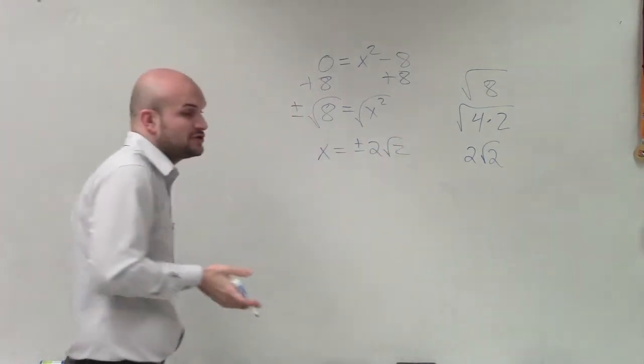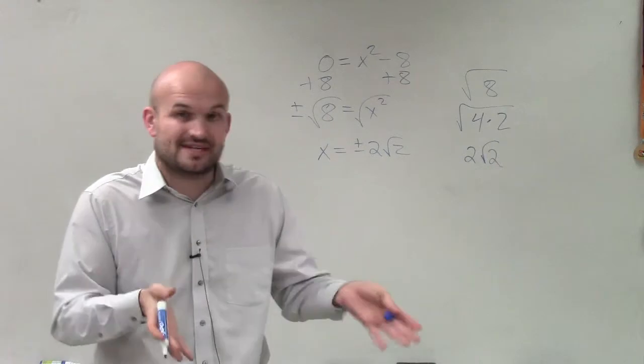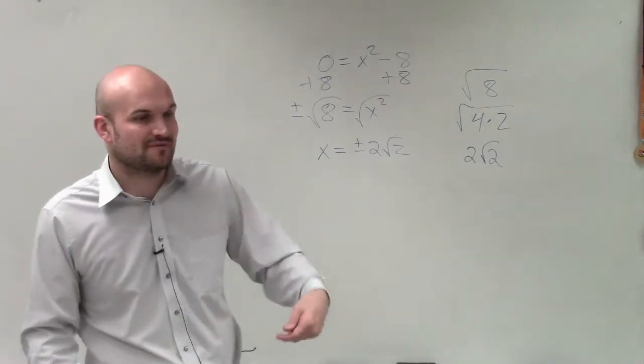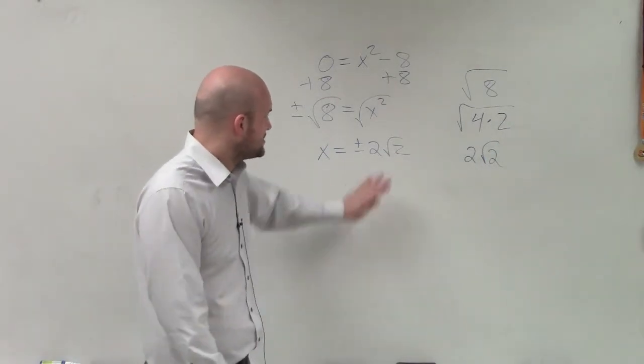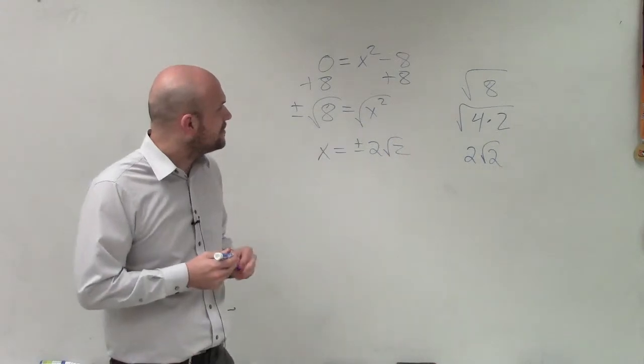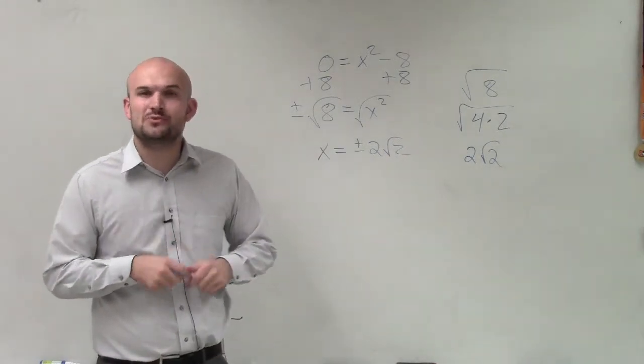Now, obviously, if you're trying to actually approximate where the zeros or the x-intercepts are on a graph, then using the approximation 2.828271 would actually work. But in the general sense, mathematically, I'm going to leave it as the exact answer for solving this quadratic by using the square root method. Thanks.